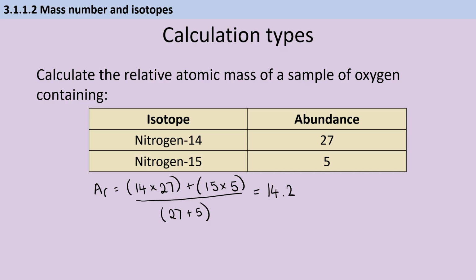So I'm going to go through exactly the same process, and then I'm going to do that same common sense check. Is my answer between 14 and 15, and is it nearer to the more abundant isotope?